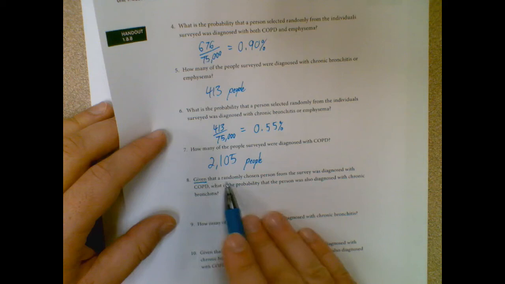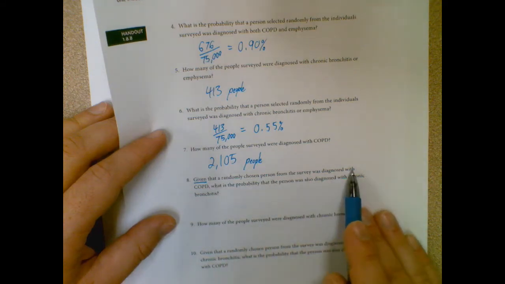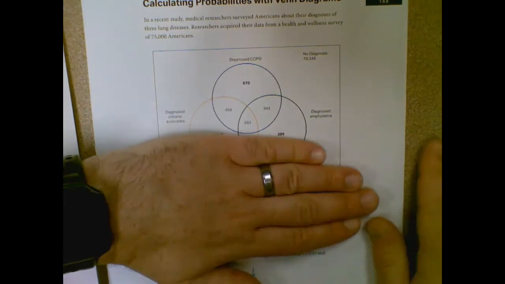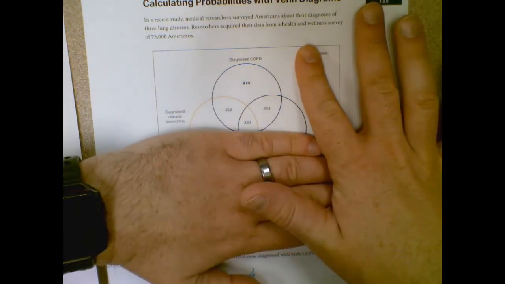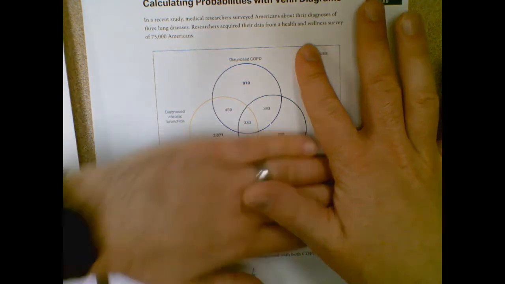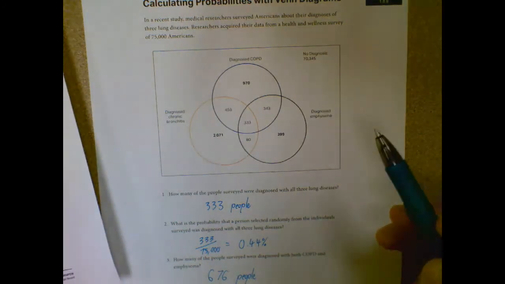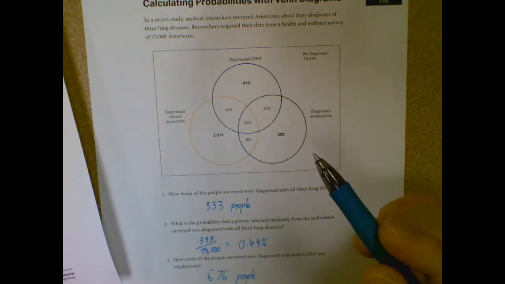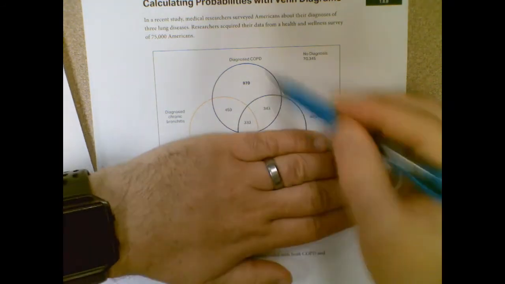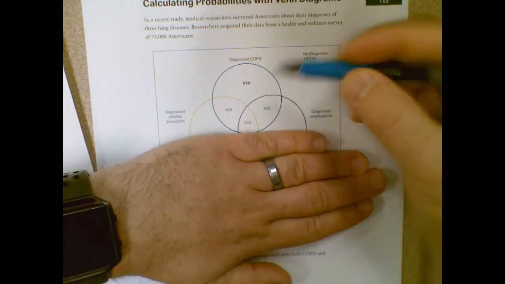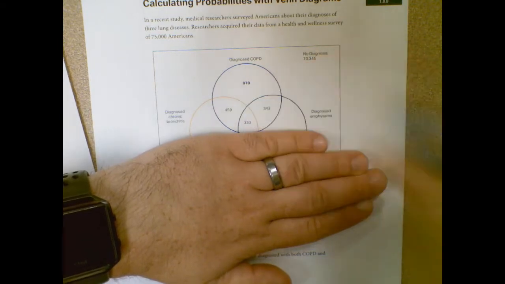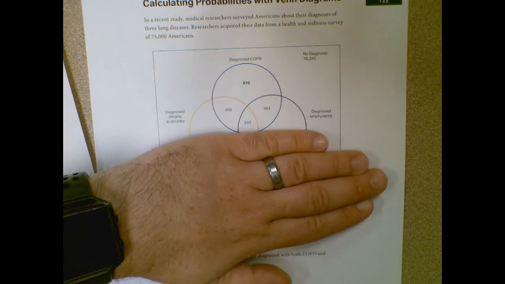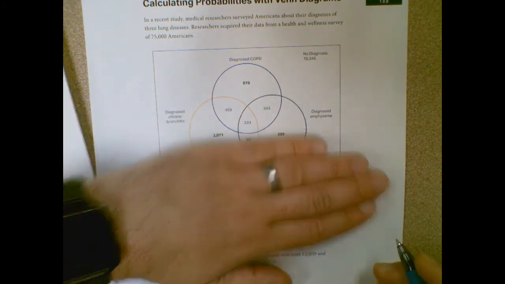So in this case, it says, given that a randomly chosen person from the survey was diagnosed with COPD, that means I'm no longer concerned about any of these other numbers. I'm just looking at that blue circle. That is now my entire world for this question. So what is the probability that, given that, the person was also diagnosed with chronic bronchitis? So looking at just this circle, how many people had chronic bronchitis? That's this overlap. So I'll add those together quickly. 459 plus 333 for a total of 792.